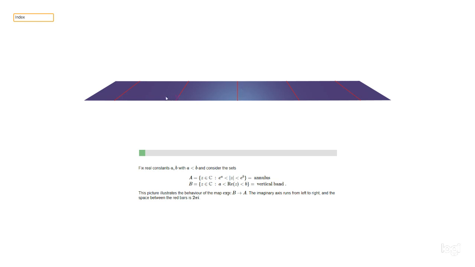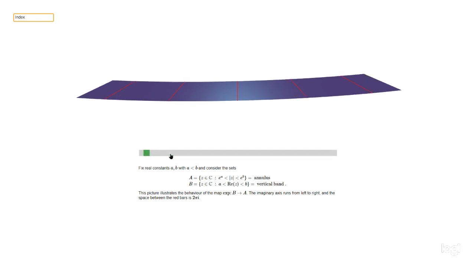The middle red line is just on the real axis, and the other ones are all spaced out by 2πi. So this is where the imaginary part is 0, this is where the imaginary part is 2π or 4π or minus 2π or minus 4π. We take some point z lying in this strip and take e to the z. It's not hard to see that e to the z is going to lie in this set that we call A. The absolute value of e to the z is just e to the real part of z, so that's going to lie between e to the a and e to the b.